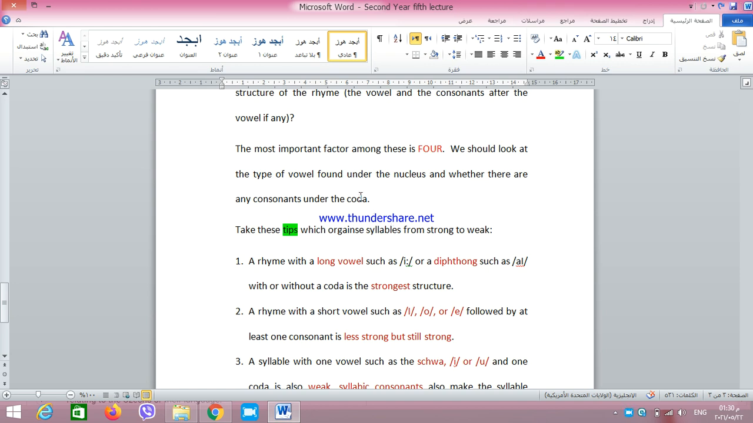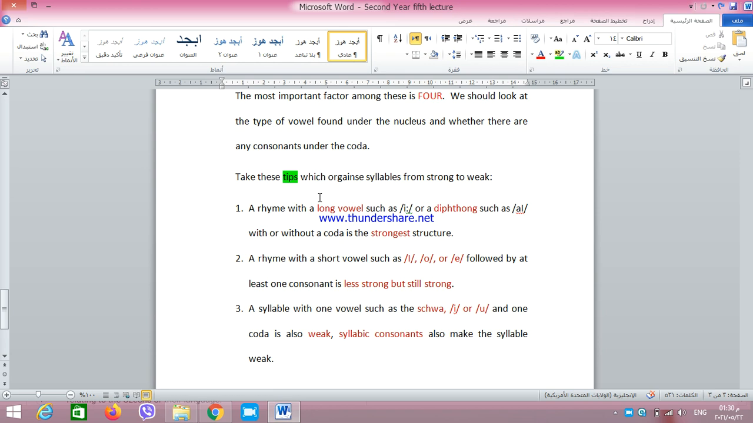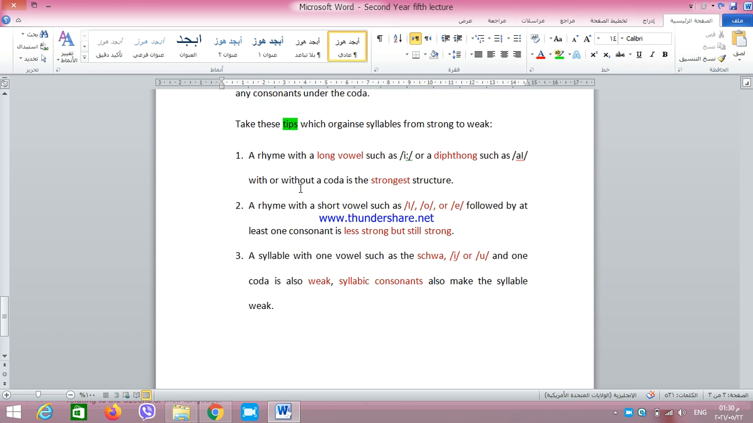Now we are going to give you some examples or tips, pieces of advice on how to organize syllables from strong to weak. I think I have talked about this before, but it's okay if we review it a little bit more quickly. So a rhyme with a long vowel, diphthong, triphthong, with coda or without coda is the strongest structure. But don't forget, a long vowel without coda is weaker than a long vowel with coda. So the more structure, the more strength we have. Okay?